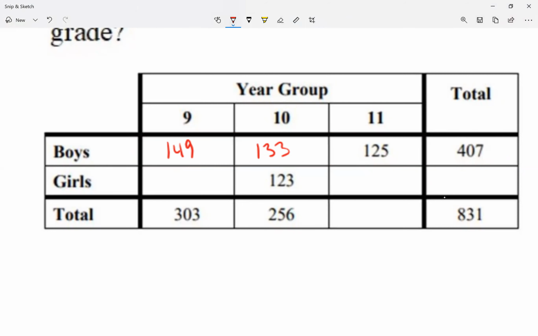When I look at all the ninth graders, like I said, I'm looking at either a row or a column that's only missing one value. I know there's 149 boys. There's 303 total. So I'm just going to go 303 minus 149. So I find out that there's 154 girls that are ninth graders. Okay, what else can we fill out here? I see two values that I can easily fill.